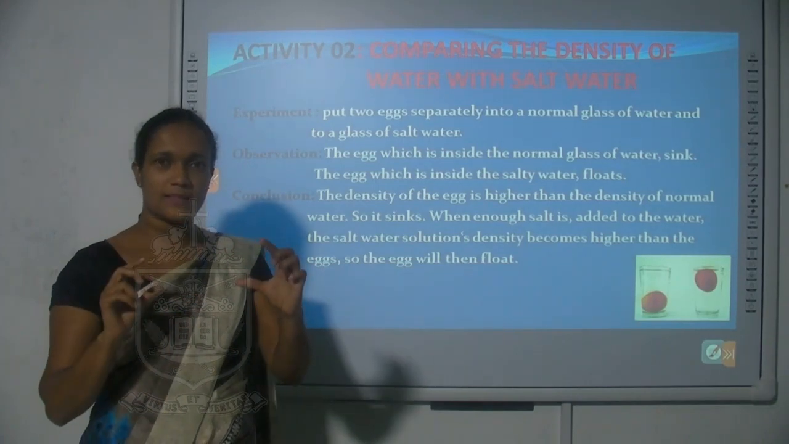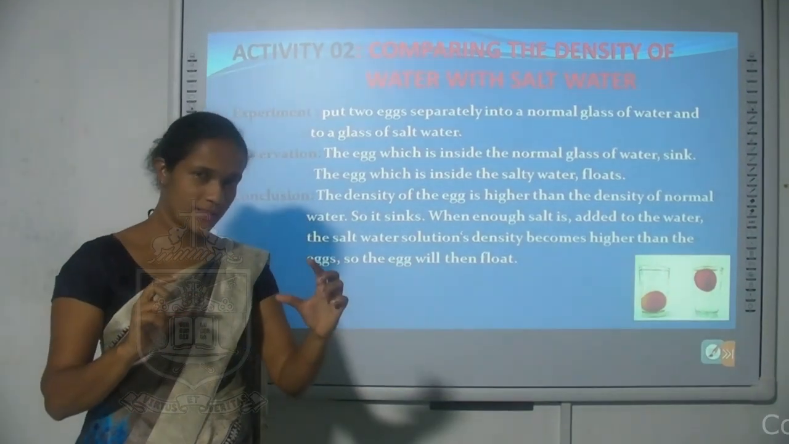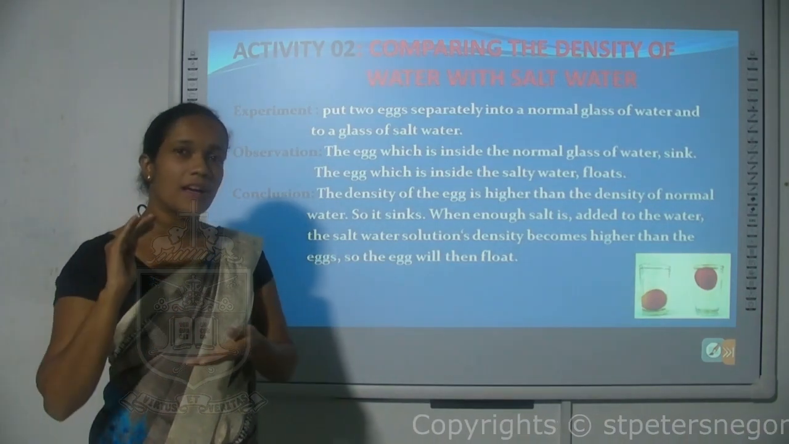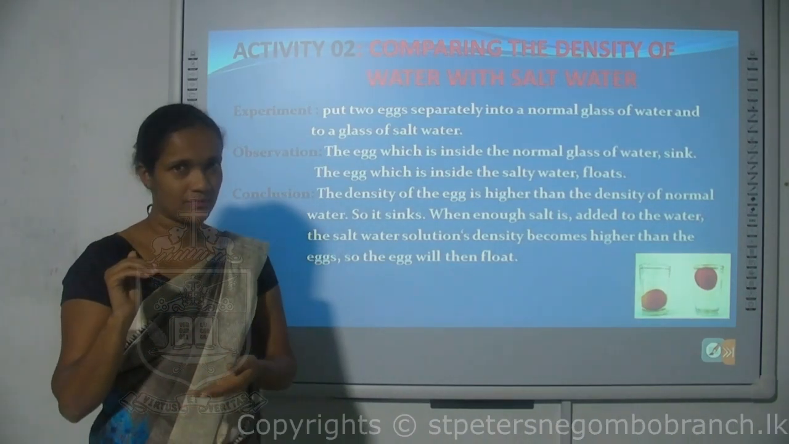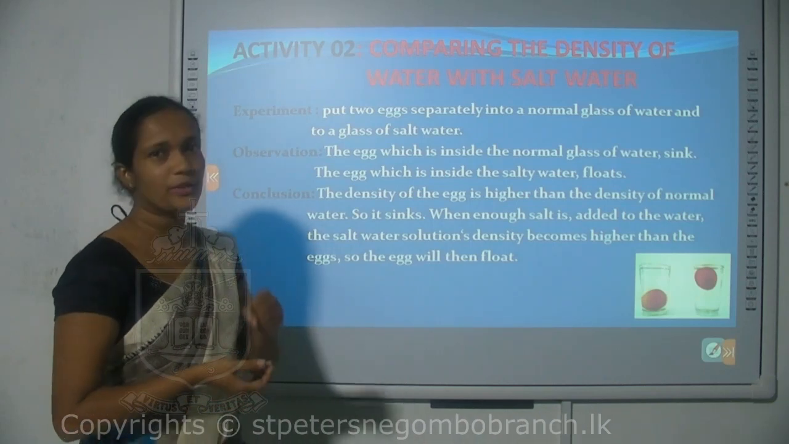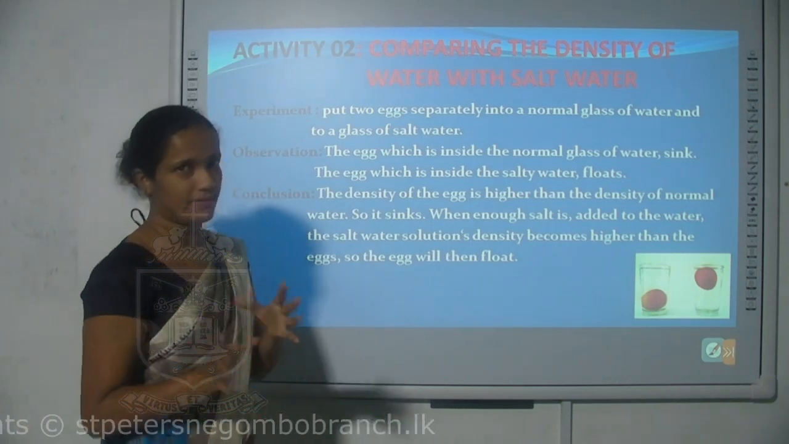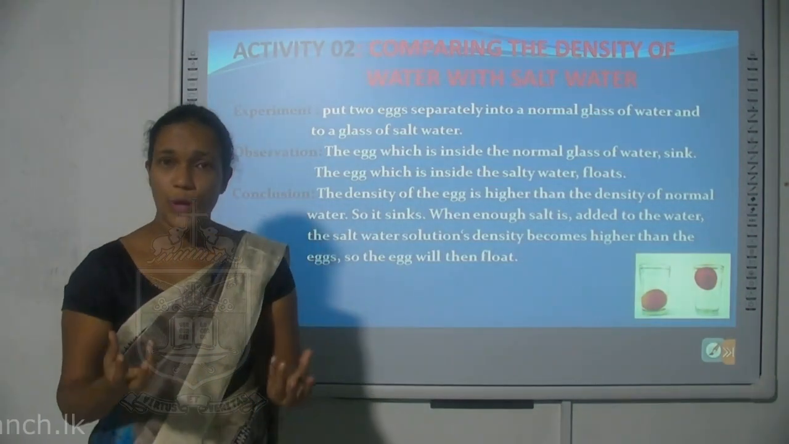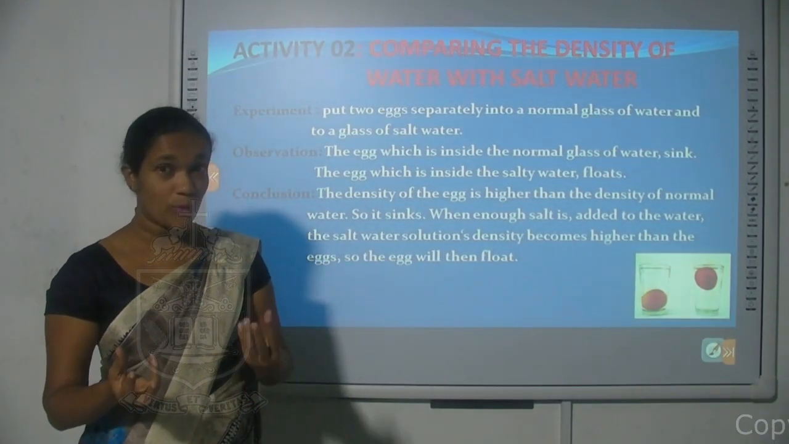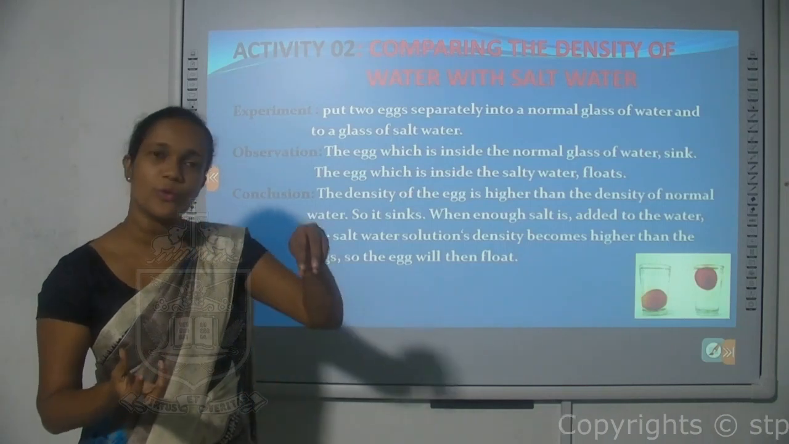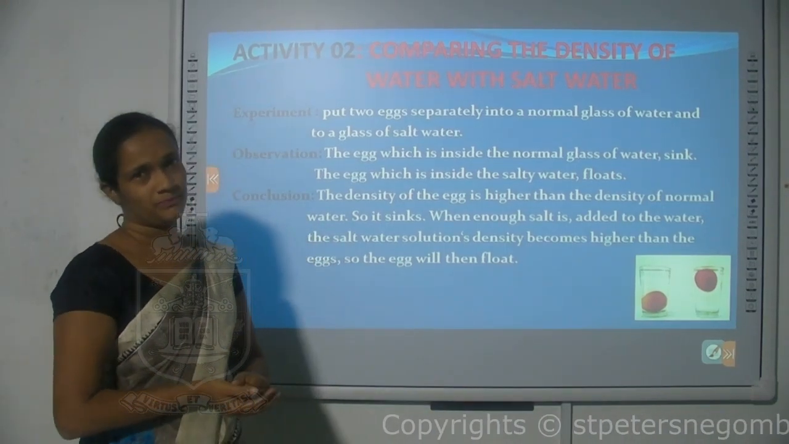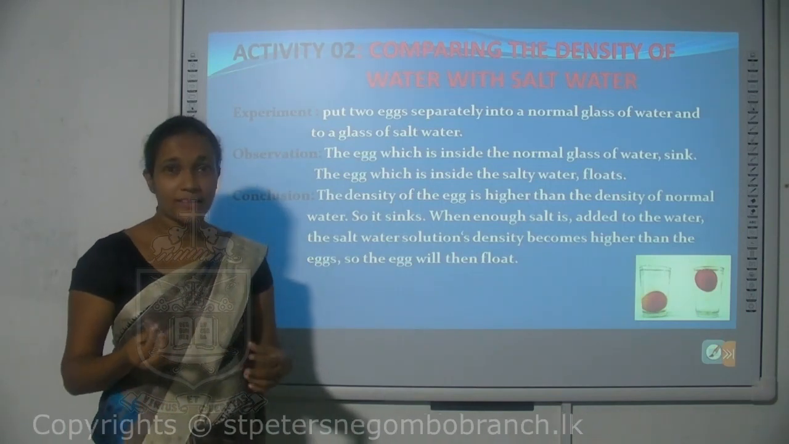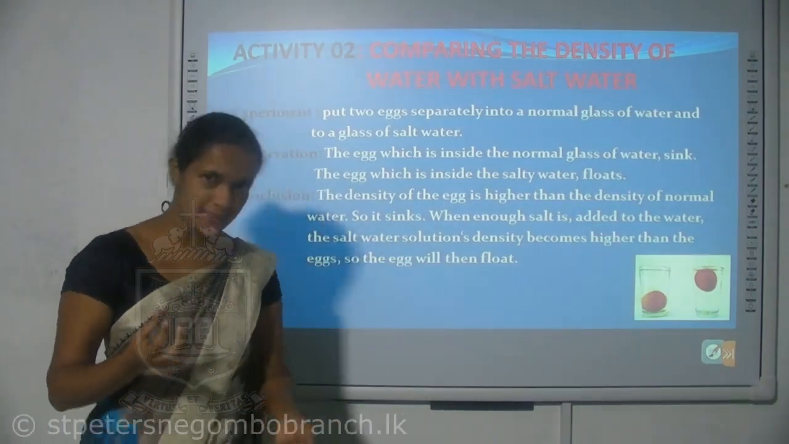Take 2 glasses of water. One is normal water and the other one is salt water. Add some salt into that water and mix it well, stir it well. Then take 2 eggs and put 1 egg into the normal water. What will happen? We all know that the egg will sink.